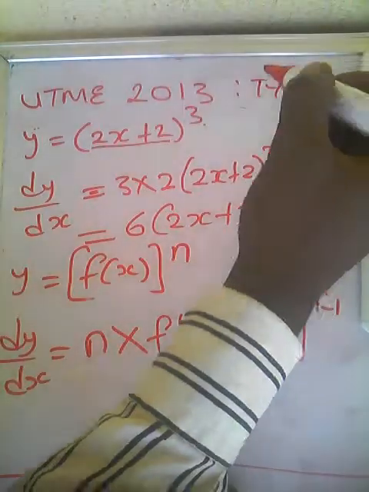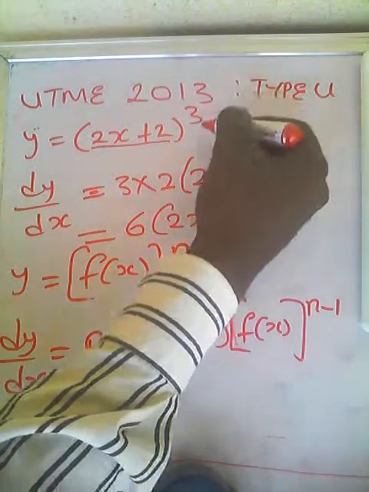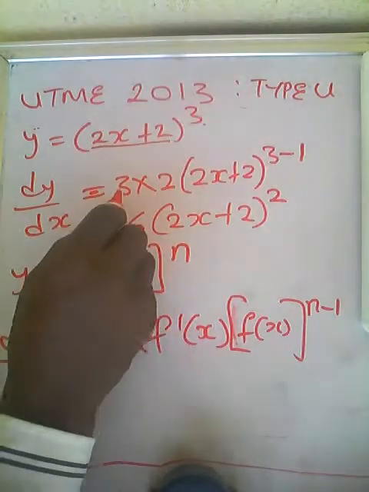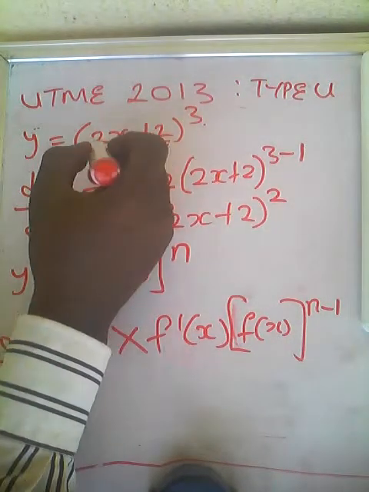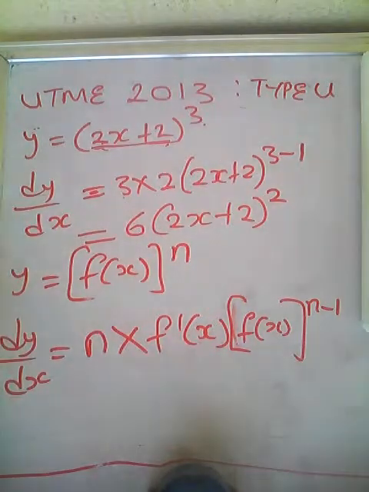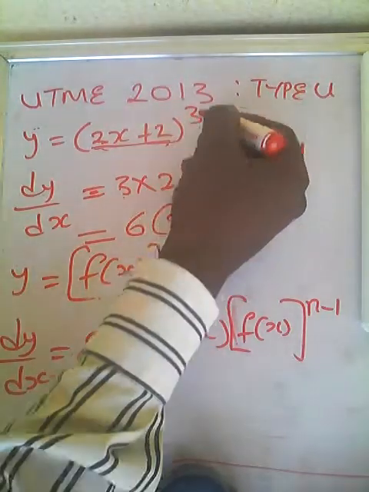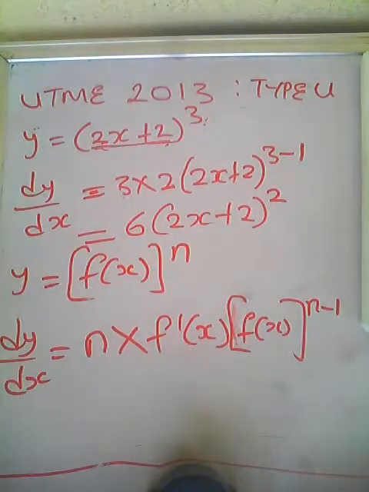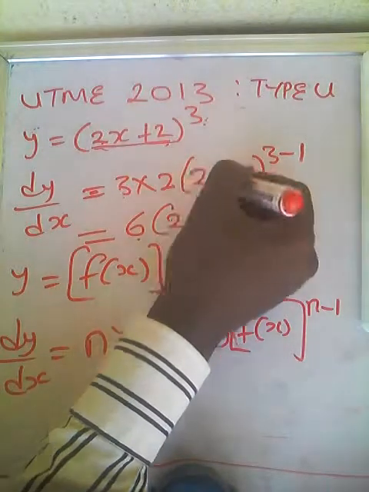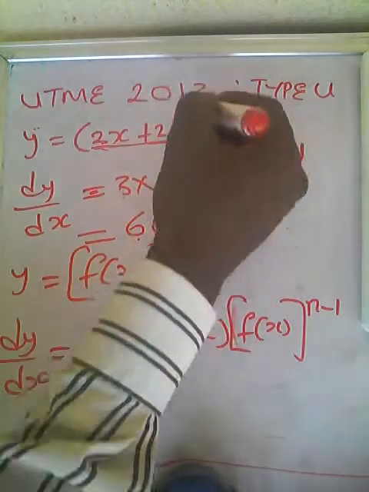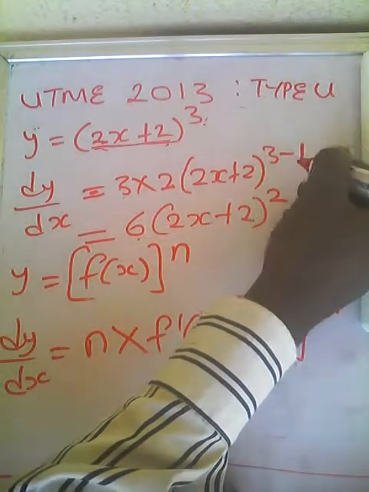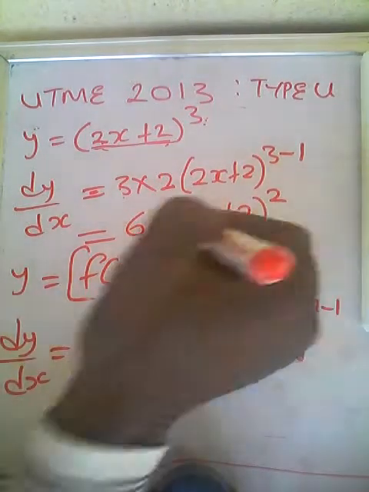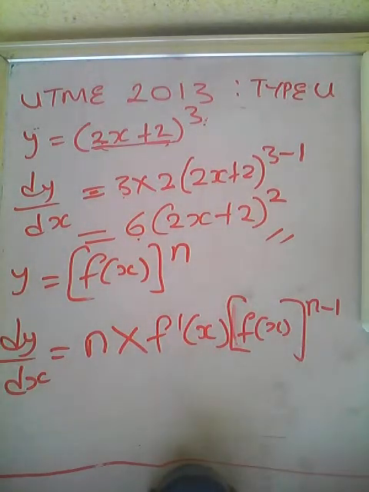The original power was 3. It came forward to multiply the derivative of the content. When we differentiate the content of this bracket, we have 2. So that is 3 times 2, which is 6. Now we repeat what we have in the bracket, 2x + 2, but the whole power now reduces by 1 and becomes 2. So that is the simple method and the shortcut method of differentiating a problem of this nature.